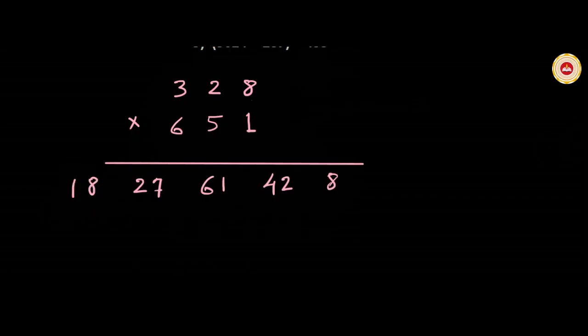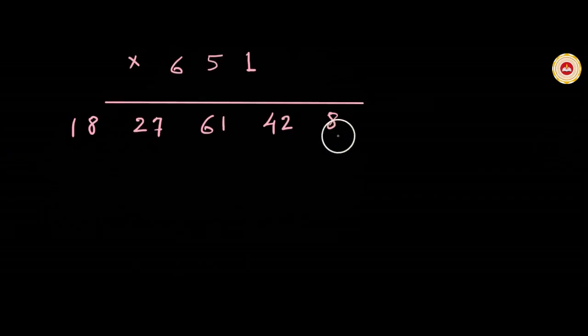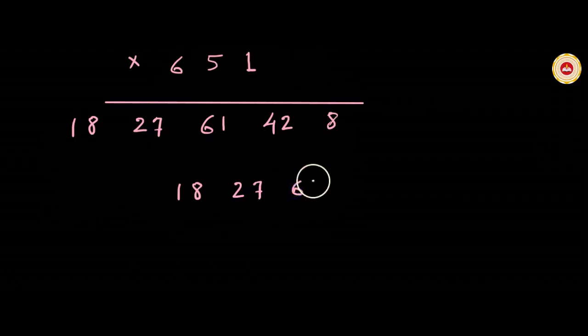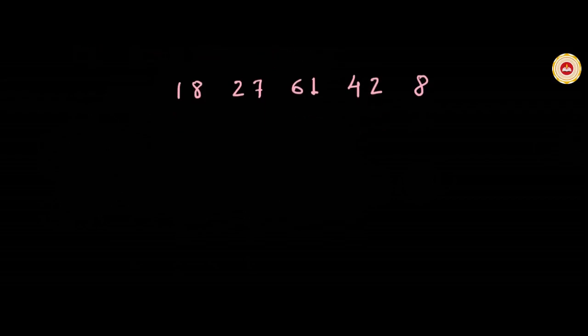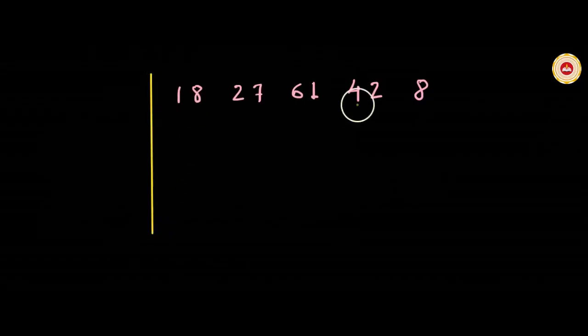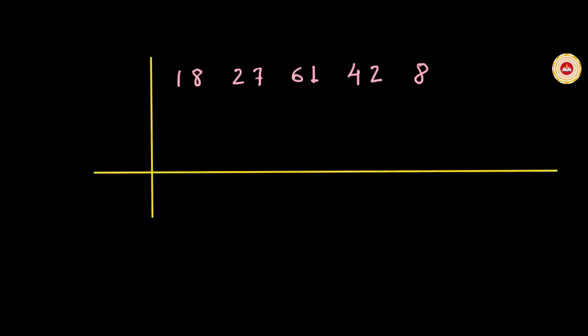Now friends, let us divide this answer, which is in the form of parts, by the divisor 53. For that, let us write these 5 parts first properly: 18, 27, 61, 42 and 8. Draw vertical line to separate dividend and divisor. Draw horizontal line and write divisor 53.